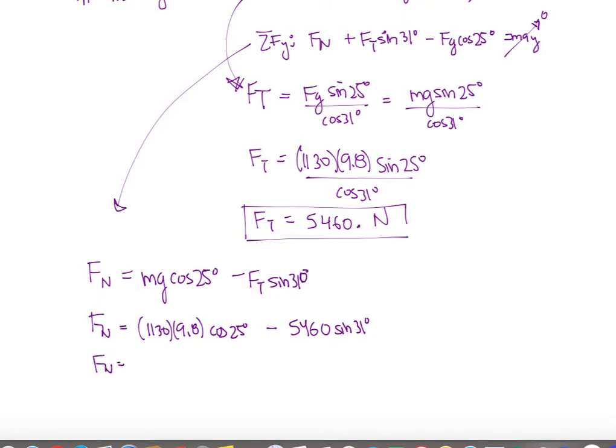So taking this and putting it in a calculator, it gives us a normal force of 7,224 newtons approximately. Because we rotated our axes, luckily, our normal force was easy to solve for. So maybe it was worth rotating in the end.